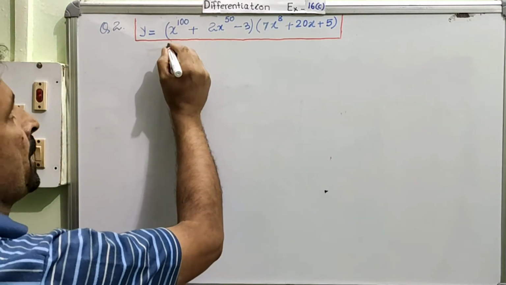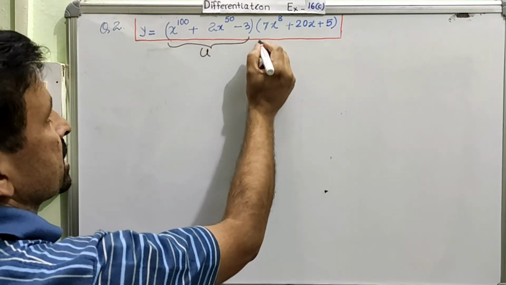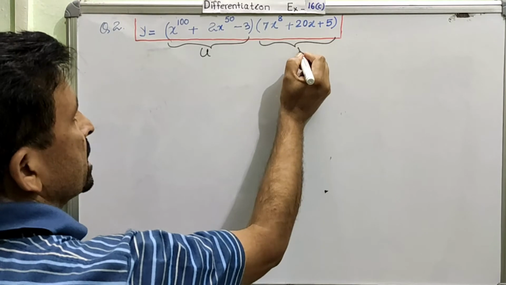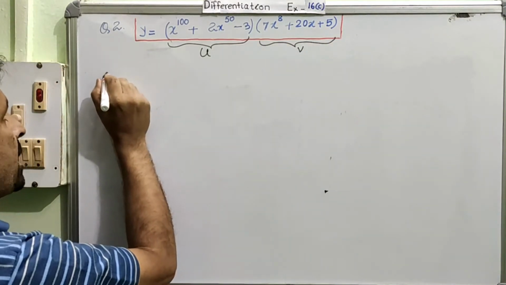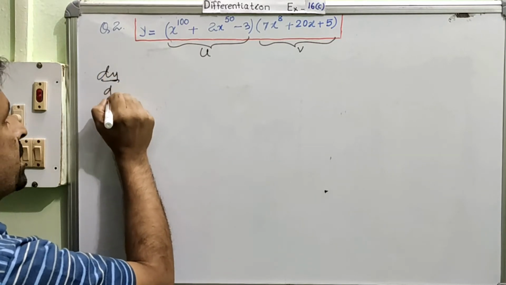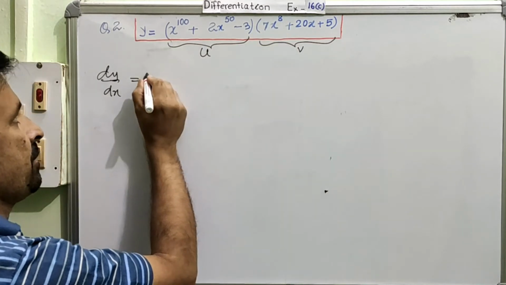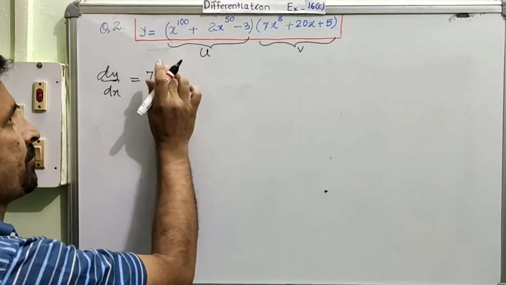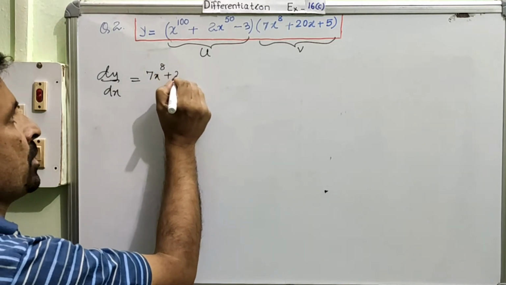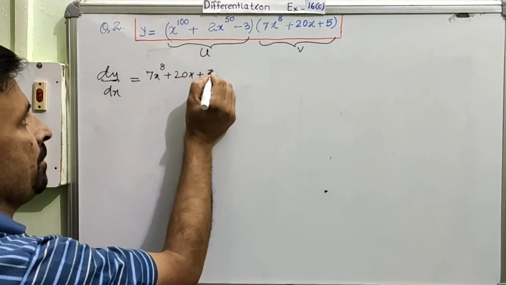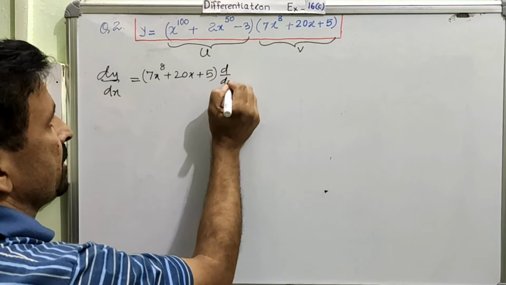So the first one will be our u and this is our v. This is the beginning, so that's why I'm marking it. From next time I will not mark. Now let us start. So dy by dx will be equal to, we are going to differentiate the first function. The second function we will keep as it is, 7x to the power 8 plus 20x plus 5.